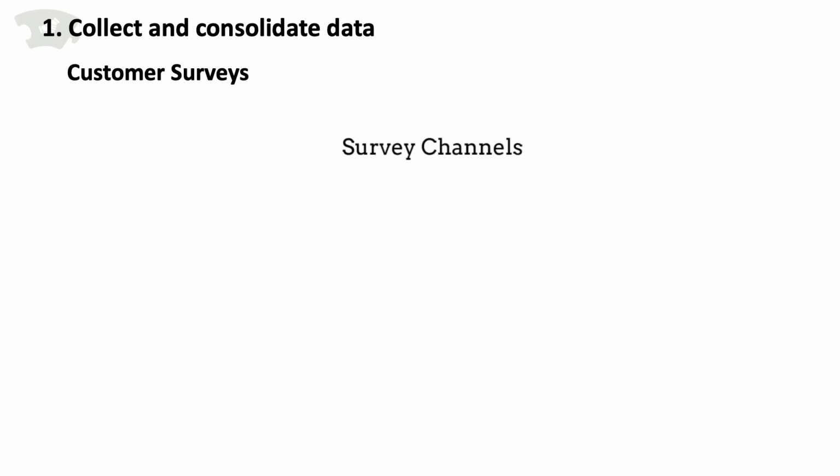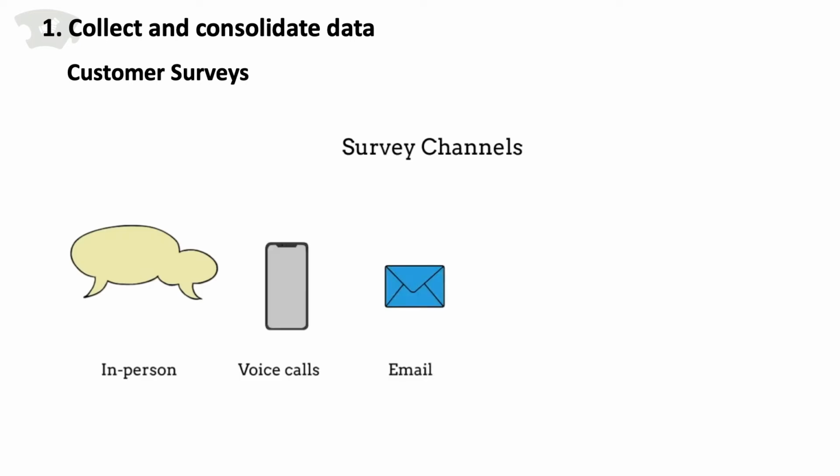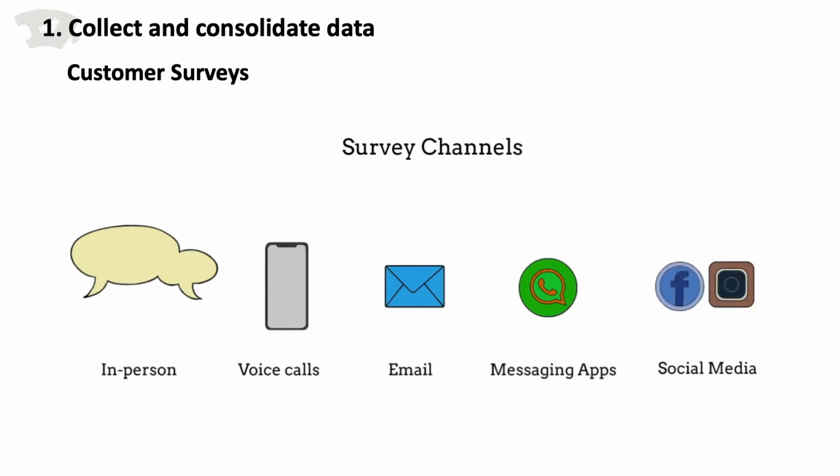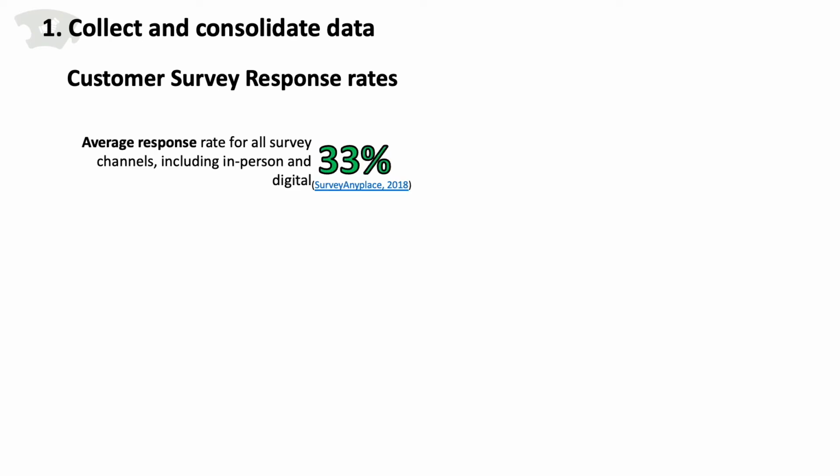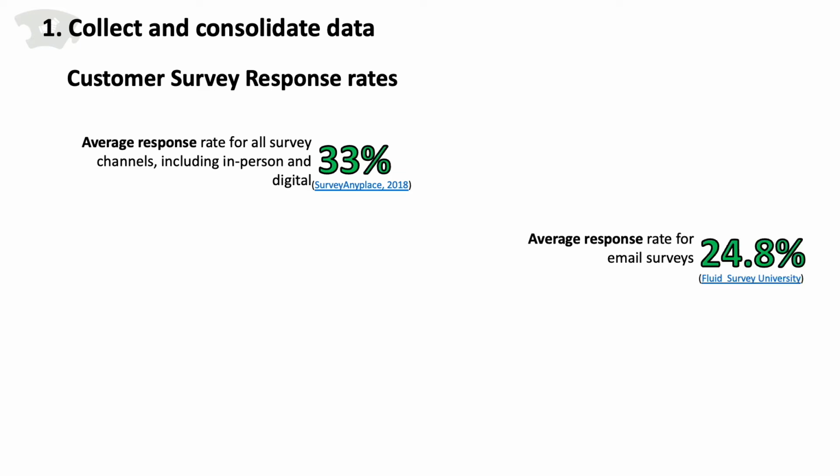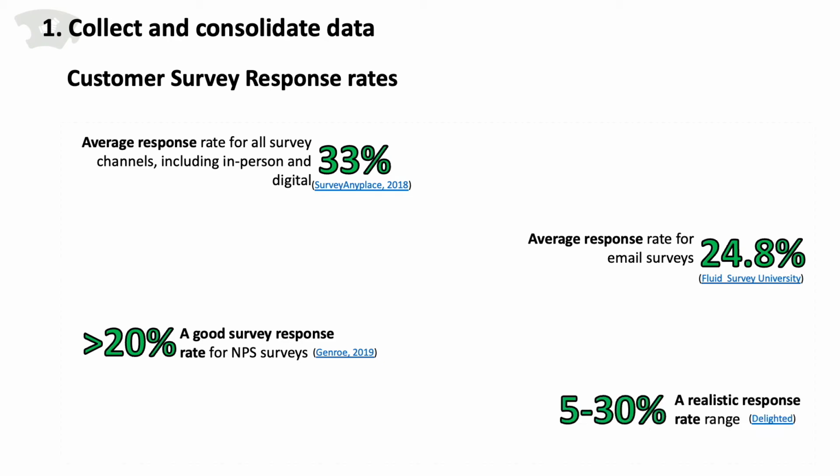Surveys can be done in person, on phone, through email, SMS, or messaging apps such as WhatsApp, or via social media. In terms of the indicative response rates from such surveys, this varies depending on the research source. The average response rate for all survey channels, including in-person and digital, is 33%. The average response rate for email survey is 24.8%. 20% is considered a good survey response for a Net Promoter Score, NPS, survey. A realistic response rate ranges between 5% and 30%.